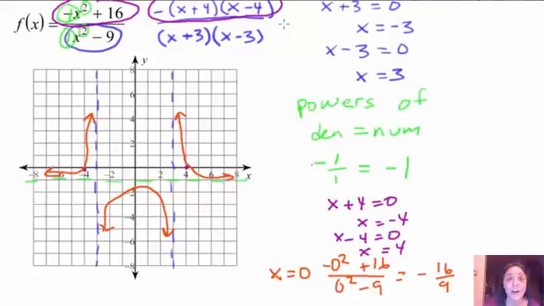And there's our curve sketching for rational equations. We haven't yet looked at holes. So in our next video series, we will discover what it means to have holes in our equations and why they happen.